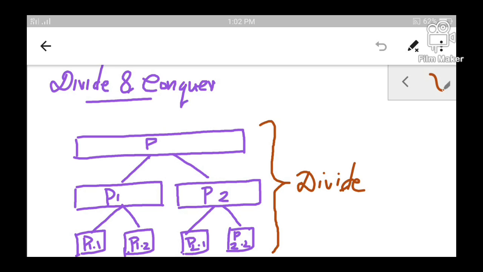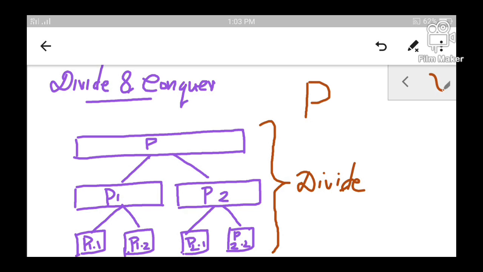Today we are going to learn about a new technique called the divide and conquer technique. What is meant by a divide and conquer technique? Suppose we have a problem named problem P. Let us assume that the problem is too big to be solved directly. It has a huge size and it is very tedious to solve directly. So what we can do is divide the problem into many sub problems.